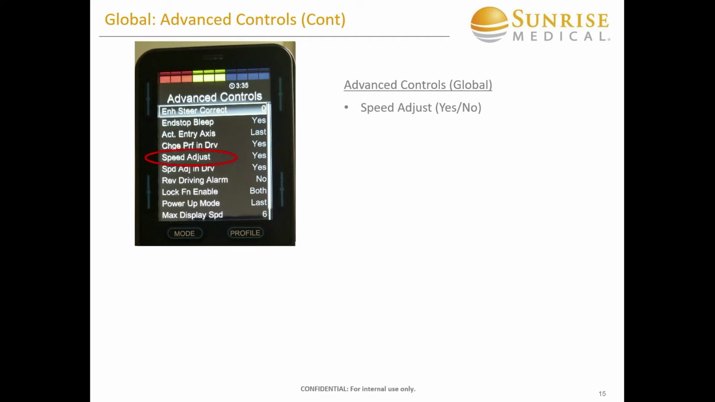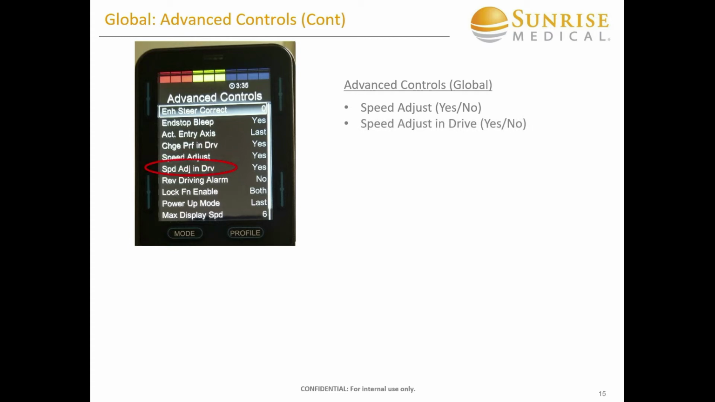Now speed adjust allows us to decide whether we want to actually turn off the functionality of the speed paddles or the buttons. This may be important, again, if somebody's accidentally hitting those and you don't want to use speed adjust at all, you only want to use profile, or you want to minimize the functionality of this. You can turn that on or off in that sense.